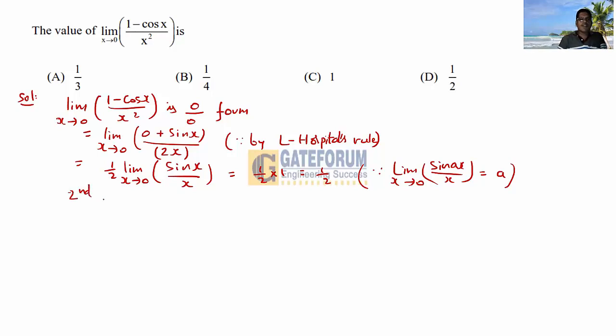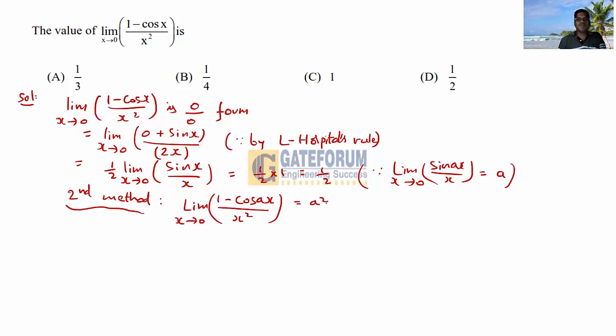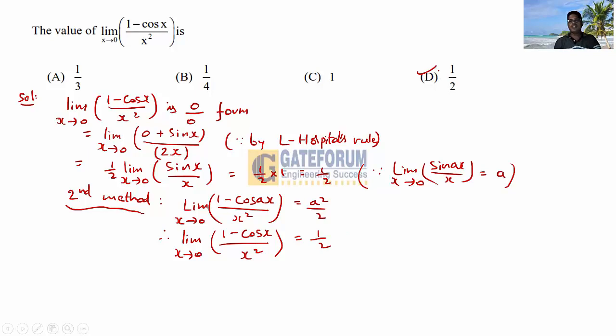This is an alternate method, the second method. The given limit is again a standard limit: limit x tends to 0, 1 minus cos ax, where a is a constant, divided by x square is equal to a square by 2. Using that, you will get 1 by 2. So the answer is 1 by 2. Therefore, limit x tends to 0 of 1 minus cos x divided by x square is equal to 1 by 2. So accordingly, the option is D. This is the end of the question.